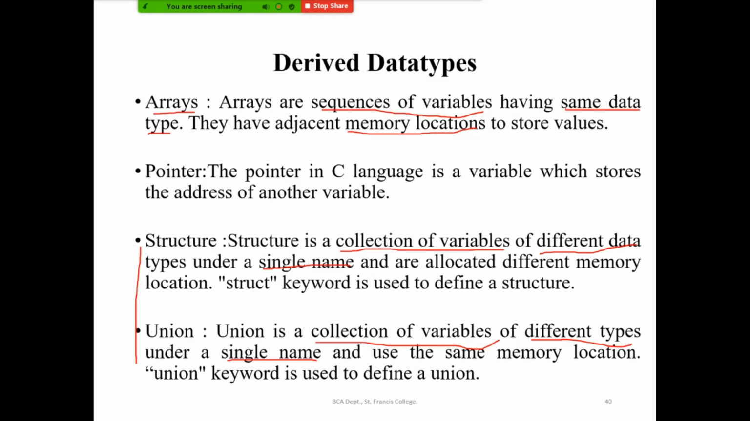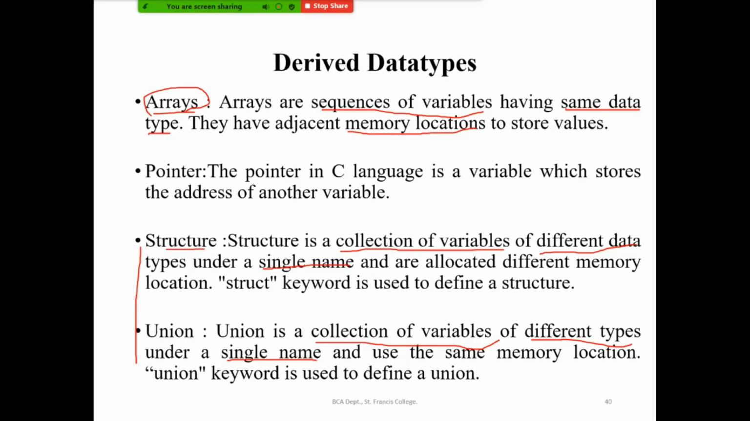When we declare an array, if it is an integer array, each integer takes 2 bytes, and if my array is of size 10, it will be 2 bytes times 10. That much space will be allocated to the array. In structure, if I have a collection of variables, one variable is integer, one is character, and another one is float.